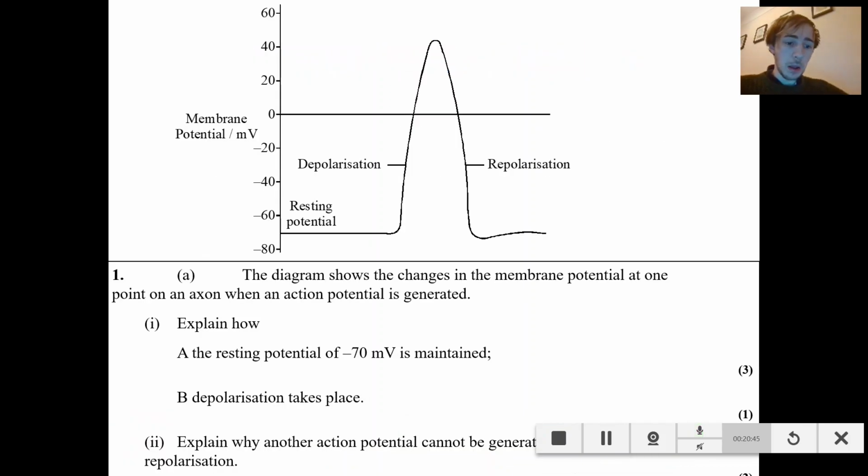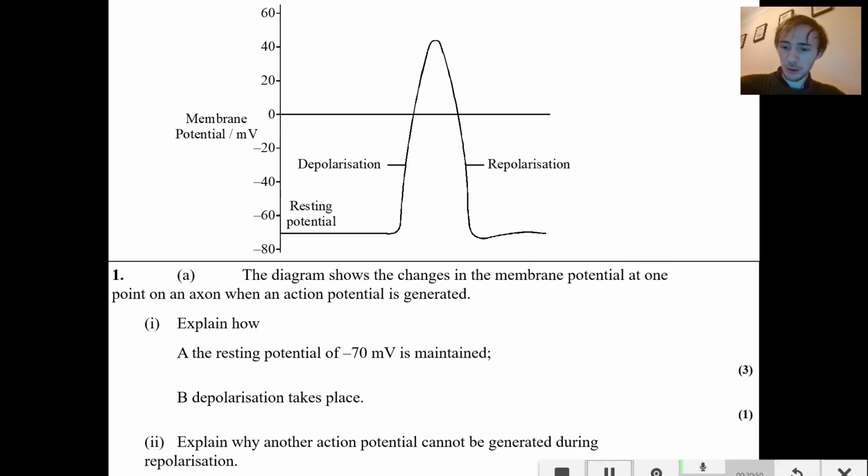So, these first two are just very straightforward action potential questions. Let me get rid of this little bar down here.